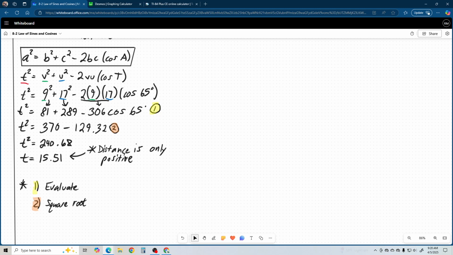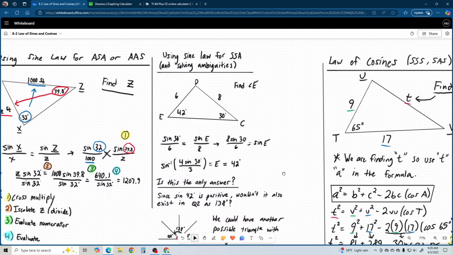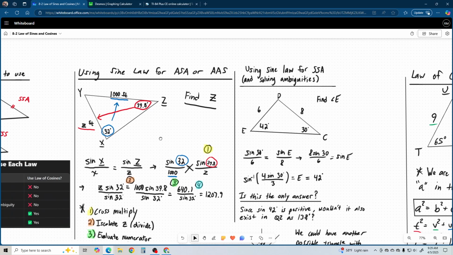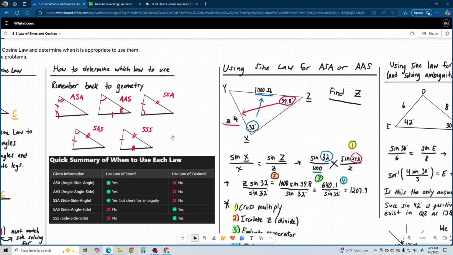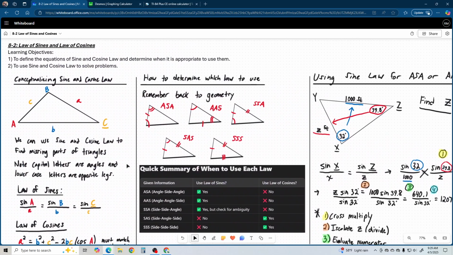That's it. That's how you use law of cosines. We used law of sines before, we evaluated how to do this kind of ambiguous case, and we discussed when to use each, and where it all comes from, right? And that's it. That's 8-2.